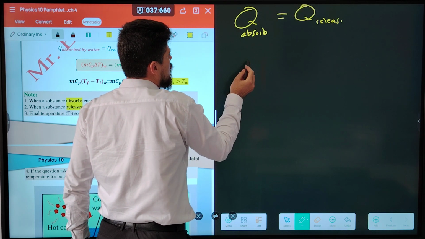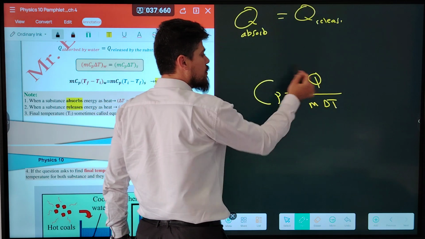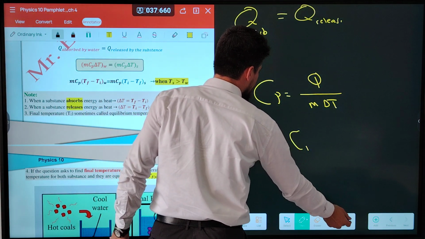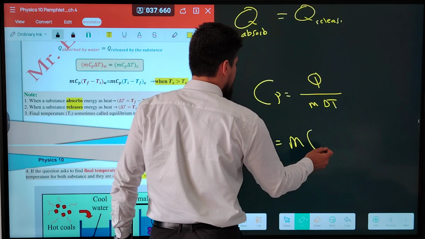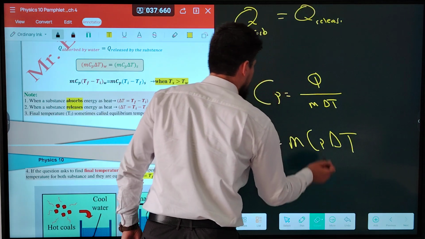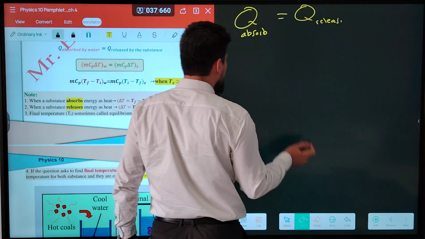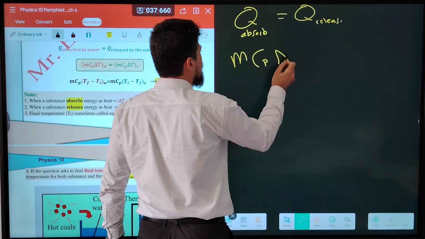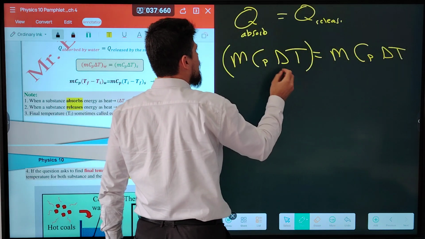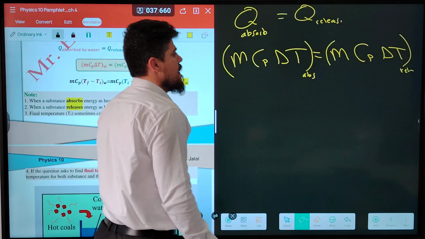Q absorbed, Q is equal to what? According to this equation, Cp is equal to what? Q over m delta T. If you rearrange this equation, Q is equal to what? m Cp delta T. Now, instead of Q, write down m Cp delta T for both cases. This one for absorbed, and this one for released. Guys, be careful.